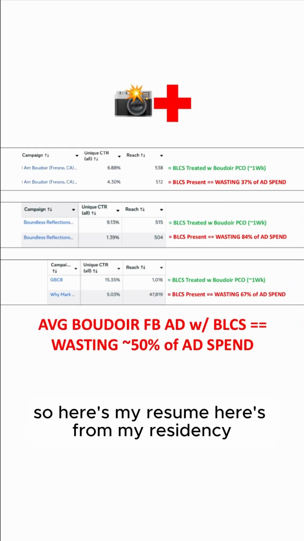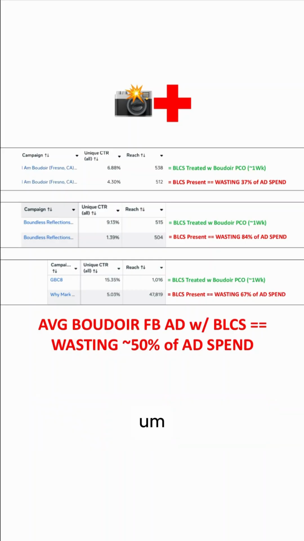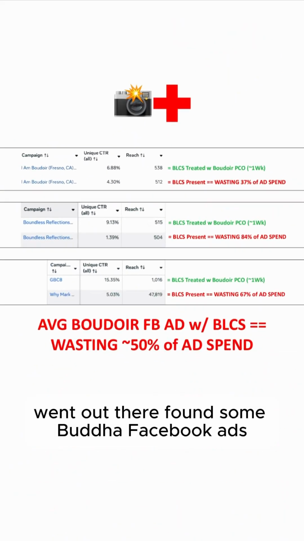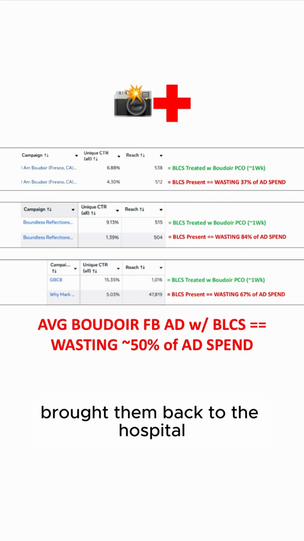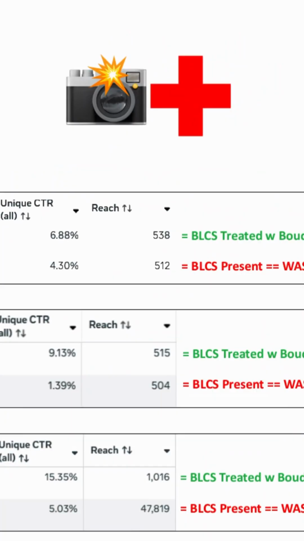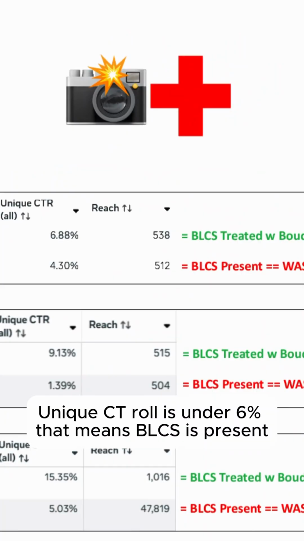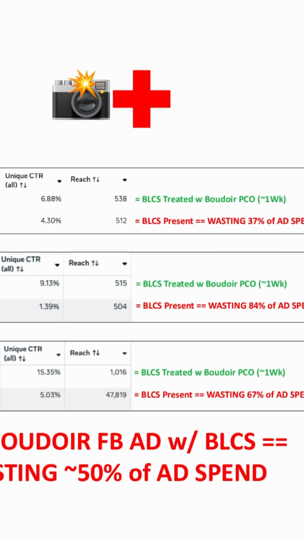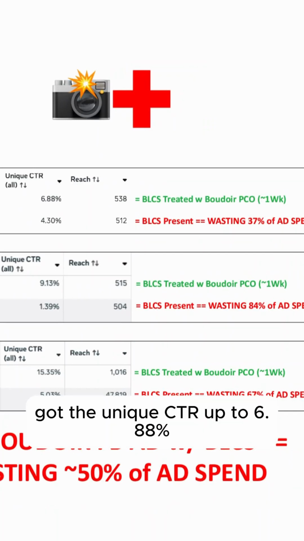So here's my resume. Here's from my residency. Went out there, found some Boudoir Facebook ads, brought them back to the hospital. First one, unique CTR all 4.3% when I tested it. All right, unique CTR all is under 6%. That means BLCS is present. So we duplicated it, treated it with Boudoir Pico. Took about a week. Got the unique CTR all up to 6.88%.